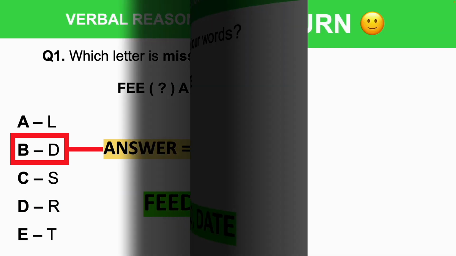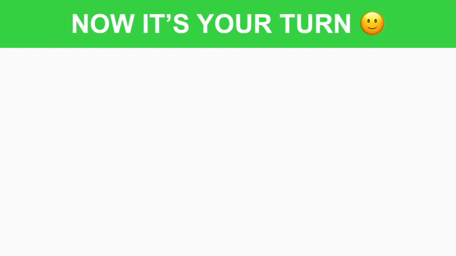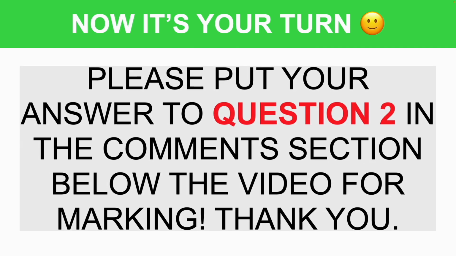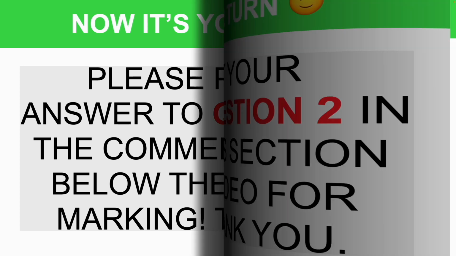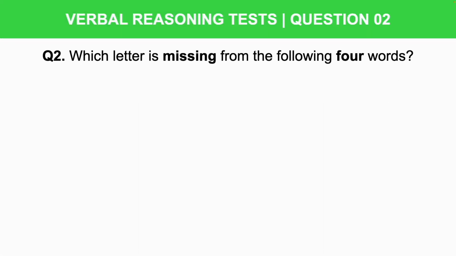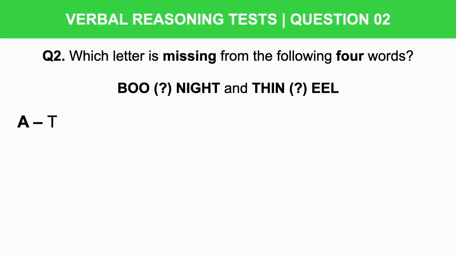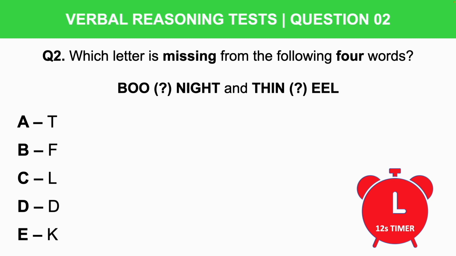So now it's your turn to try this verbal reasoning test question. Please put your answer to question 2 in the comments section below the video for marking. Thank you. So verbal reasoning question number 2 is, which letter is missing from the following 4 words? Is it T, F, L, D, or K? You have 12 seconds on the timer starting now.